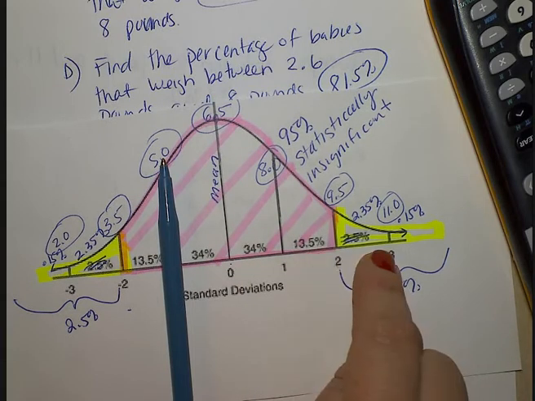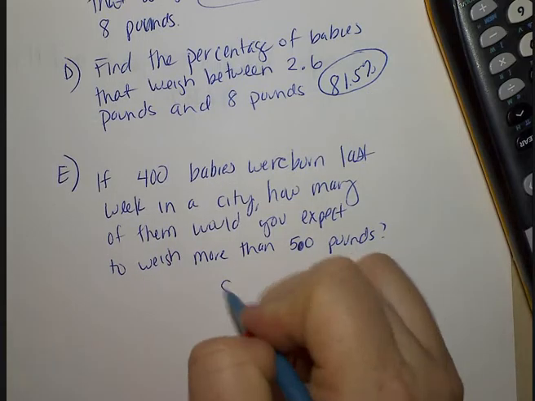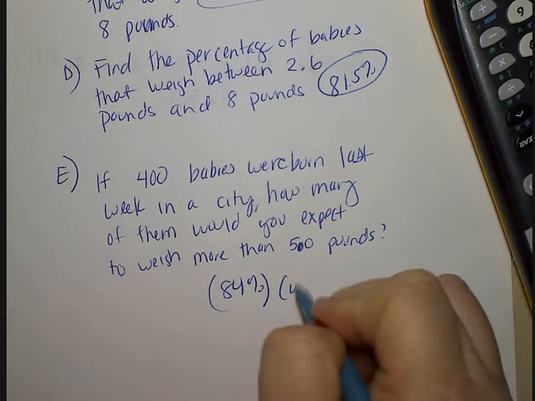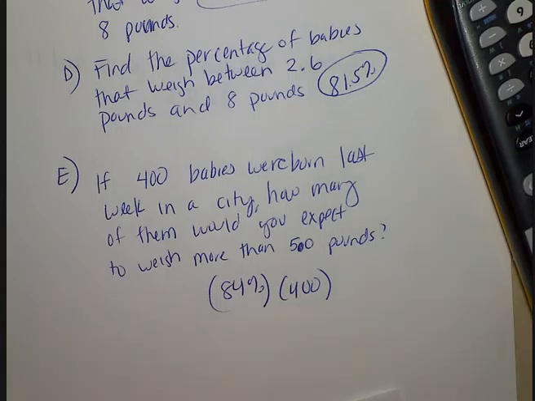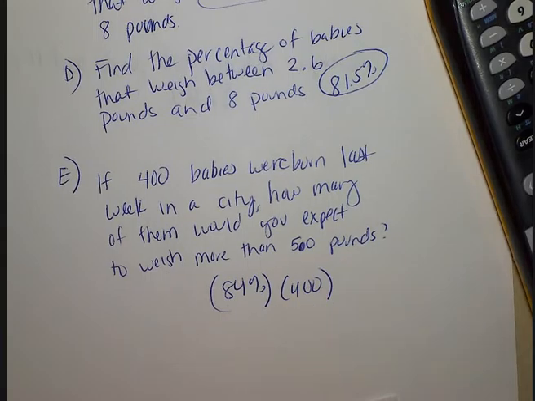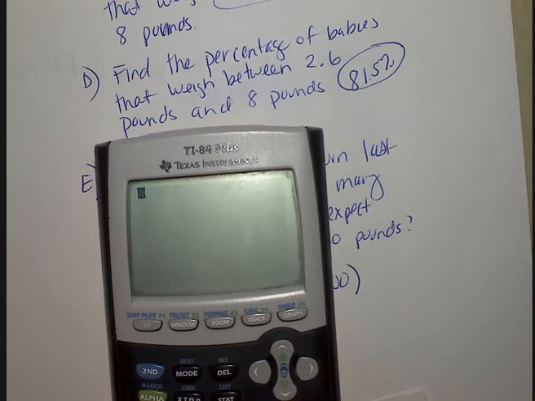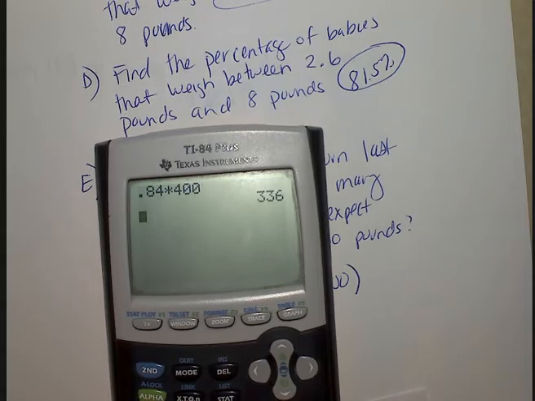84 exactly? Yeah. So 84% of the babies we can expect to be greater than 5.0. So 84%, and we're going to take that times 400. Now remember, when you plug in a percentage, what do you actually have to write it as? A decimal. So 0.84 times 400. Anthony, what is your answer? 332. Okay, let's check and see. I agree, 336 babies. Hands up if you're understanding.